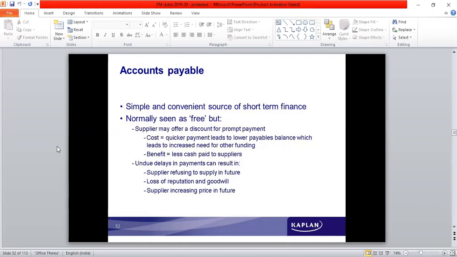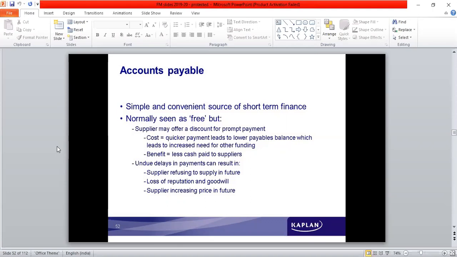Supplier may offer a discount for prompt payment. So it is not only about the free part of it; there are other features. The first feature is the supplier's strategy to make customers pay before the due date: a cash discount is given. A cash discount means paying less than the total due amount.